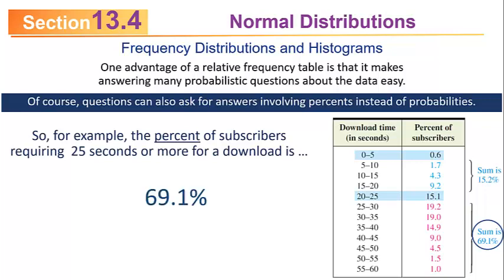So if it asks for a percent instead of a probability, you don't have to move the decimal place 2 places to the left. As a percent, it'd be 69.1%. As a probability, it'd be 0.691. So you just need to be careful about how the question is worded.